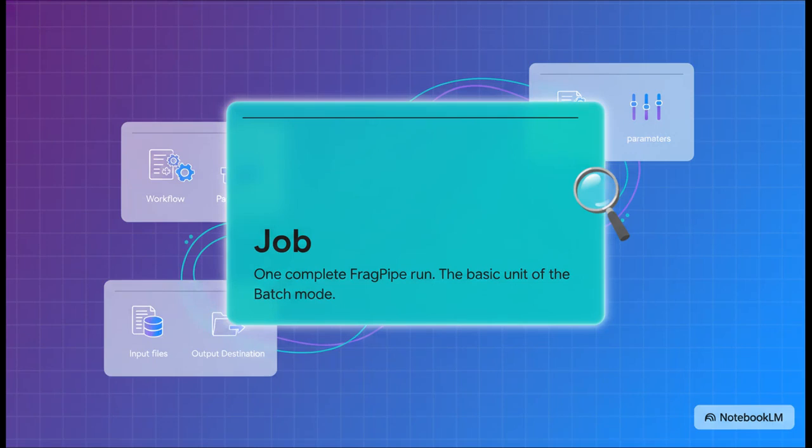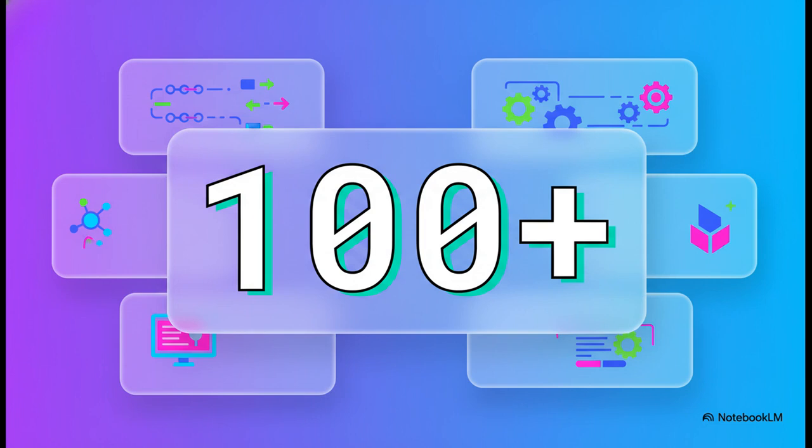So the basic building block of batch mode is something called a job. And a job is really simple. It's just one complete FragPipe run. Your workflow, your files, your settings, all bundled up and saved into a single file. And here's the magic. You can create a whole bunch of these jobs, line them all up in the batch queue, and just tell FragPipe to run them one after another, completely automatically. This is how you really scale up your research and save a massive amount of time.